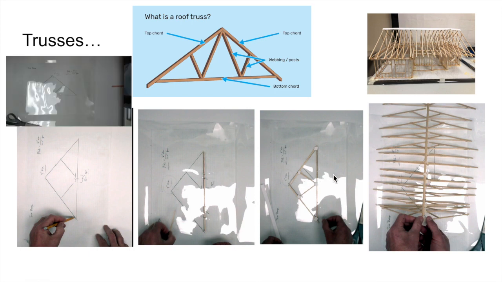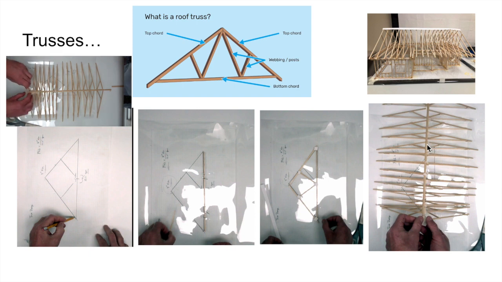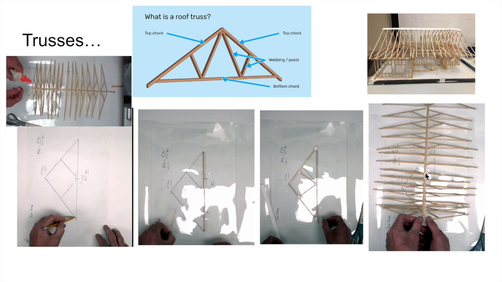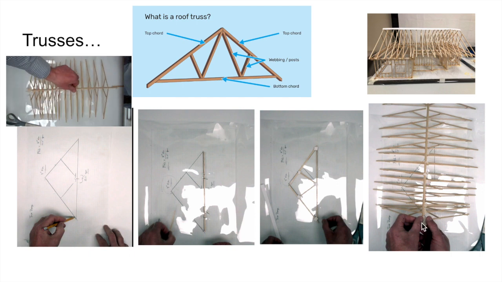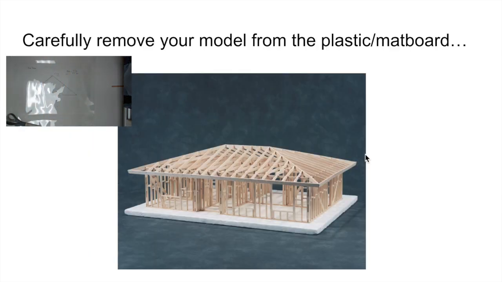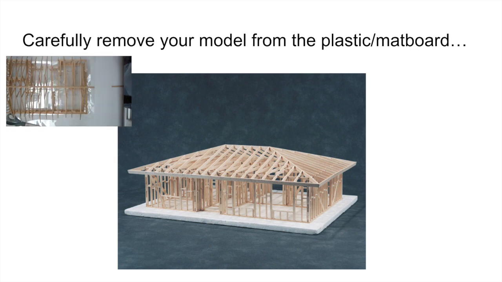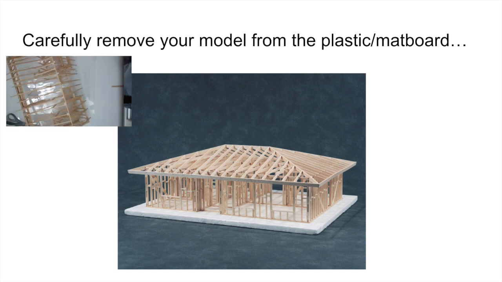Once you have the desired amount of trusses constructed, it's time to put a piece of balsa strip along the top of your trusses and get those raised vertically. You may need a partner to help you do this. When you're finished with your build, carefully remove your model from the plastic and mat board, and you can make any additions or adjustments as needed.